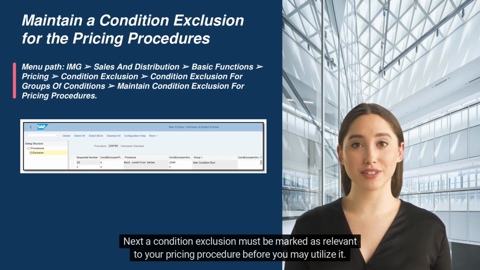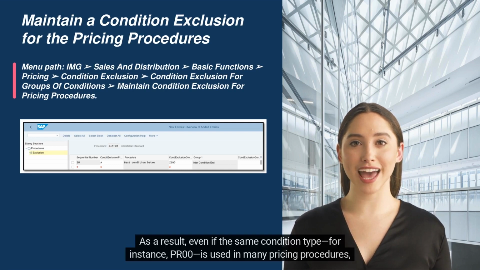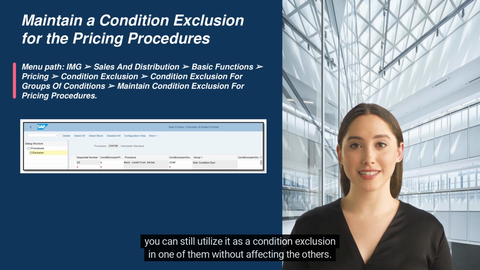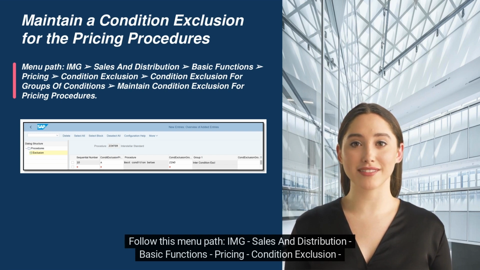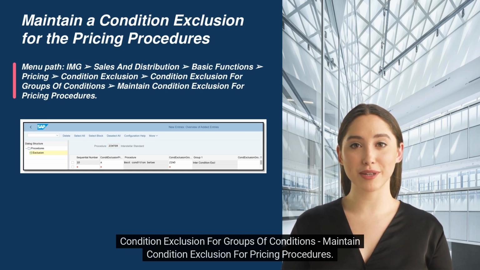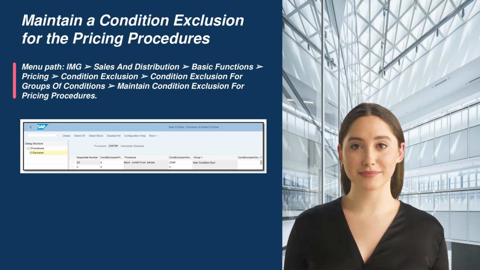Next, a condition exclusion must be marked as relevant to your pricing procedure before you may utilize it. As a result, even if the same condition type, for instance, PR00, is used in many pricing procedures, you can still utilize it as a condition exclusion in one of them without affecting the others. Follow this menu path: IMG, Sales and Distribution, Basic Functions, Pricing, Condition exclusion for groups of conditions. Maintain condition exclusion for pricing procedures.